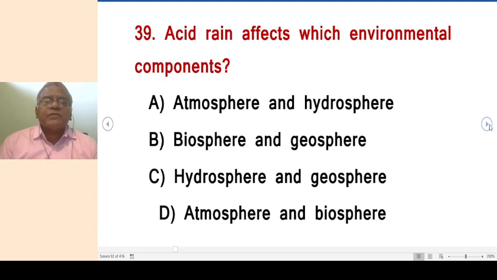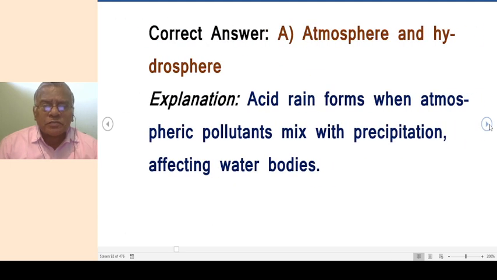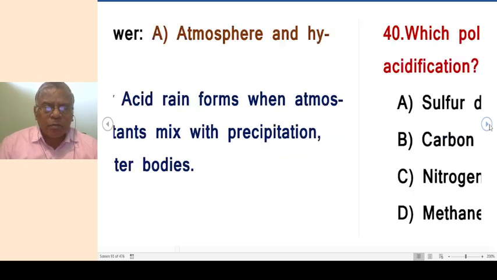Acid rain affects which environmental components among the 4? Acid rain affects which environmental components? That is atmosphere and hydrosphere. Acid rain forms when atmospheric pollutants mix with the precipitation, affecting water bodies. So that's why it is atmosphere and hydrosphere.